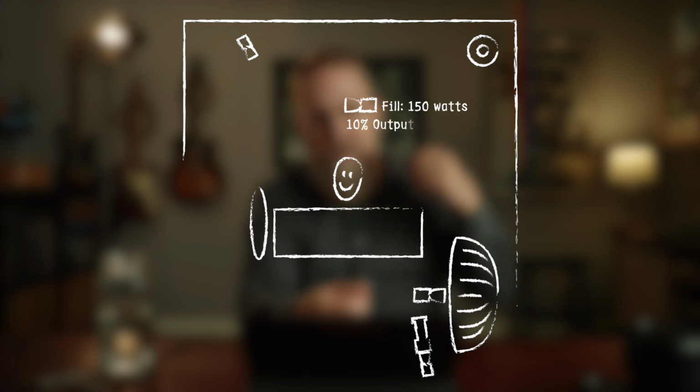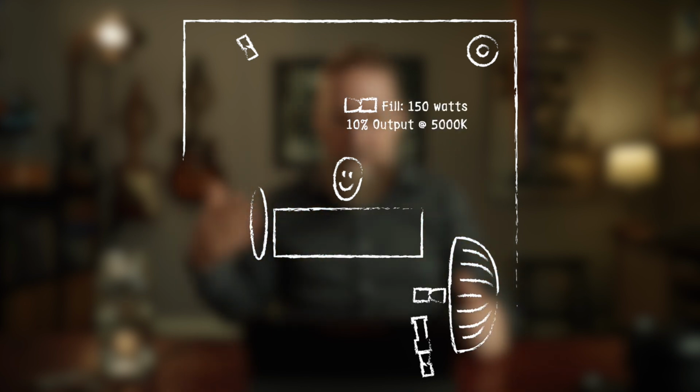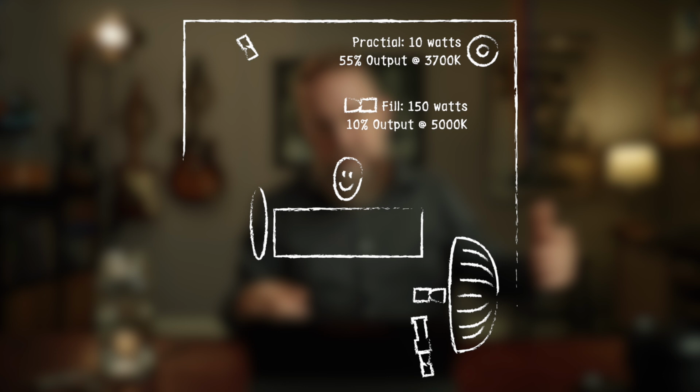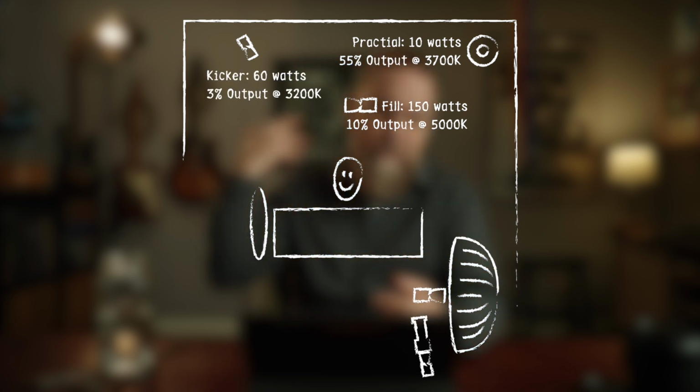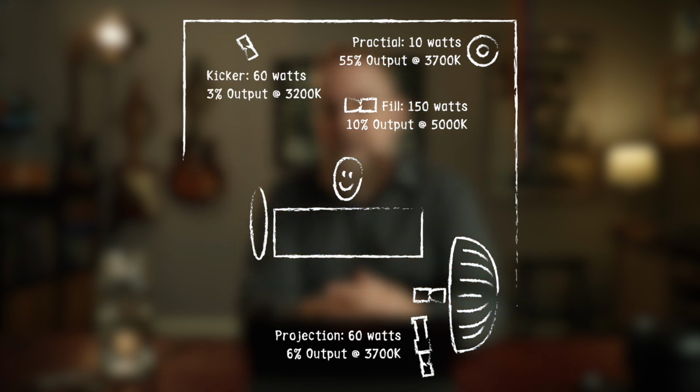Distances, I think I covered everything. Yeah, the fill light back here is directly in between me and the back wall, so it's 4 feet off. The practical is about 2 feet in from each of the walls back there, and the kicker is pushed all the way against that wall, and it's about 3 feet in.